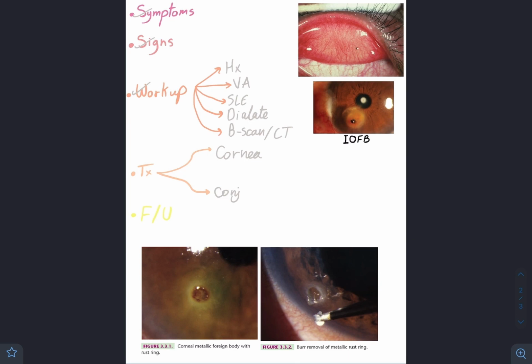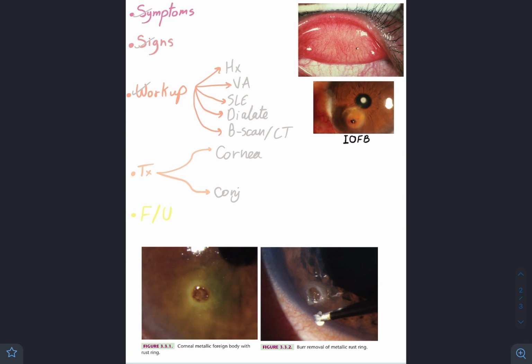You should measure the size of the resultant corneal epithelial defect, and you should treat it as a corneal abrasion, and we talked about that in the previous video. Of course, you should alert the patient to return ASAP if there are any worsening symptoms. You should instruct the patient to do so.